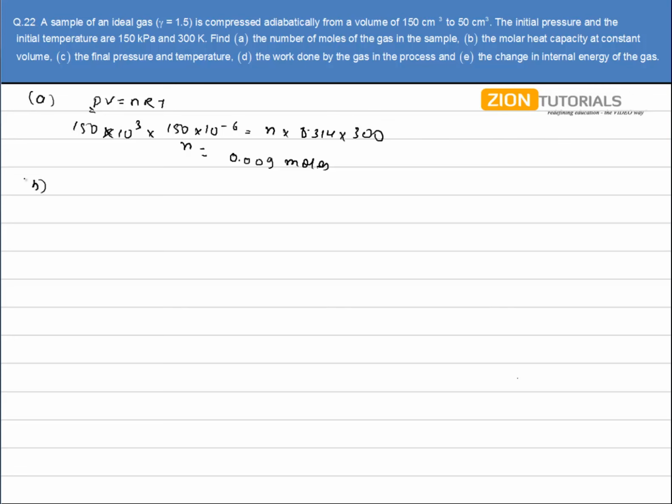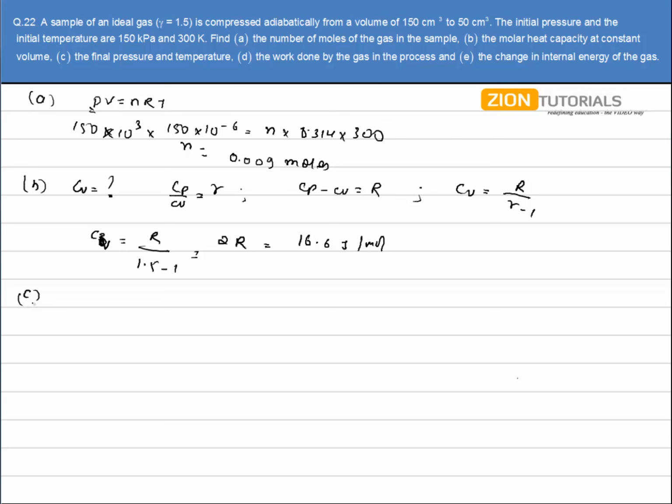In the second case, I have to calculate the value of molar heat capacity at constant volume, that is Cv. Now I know that Cp by Cv is equal to gamma and Cp minus Cv is equal to R. So on solving both these equations, I get the value of Cv as R by gamma minus 1. So simply substitute the value of gamma over here. I have Cv as R by 1.5 minus 1. It comes out to be equal to 2R or 16.6 joule per mole.